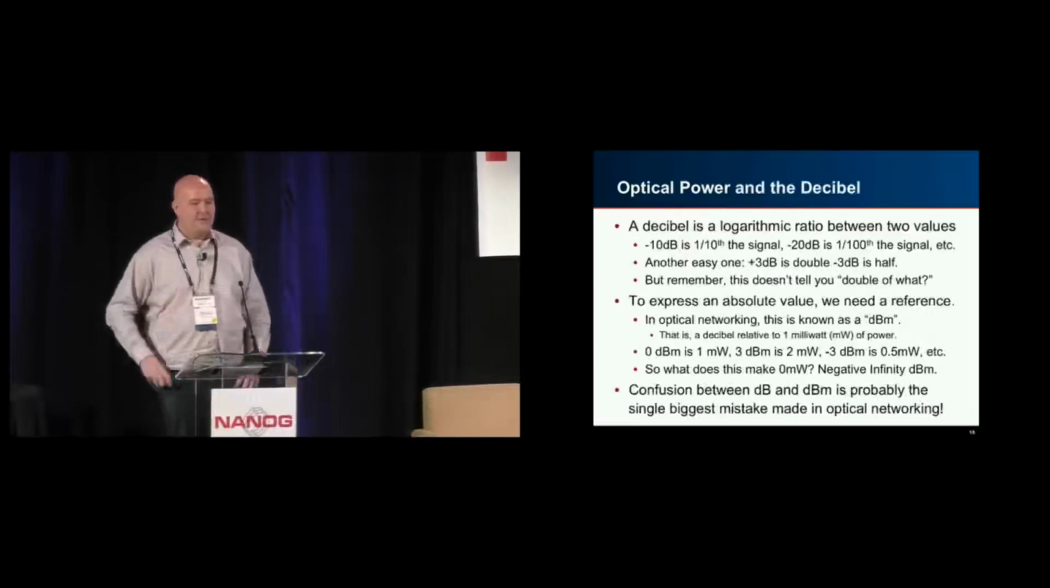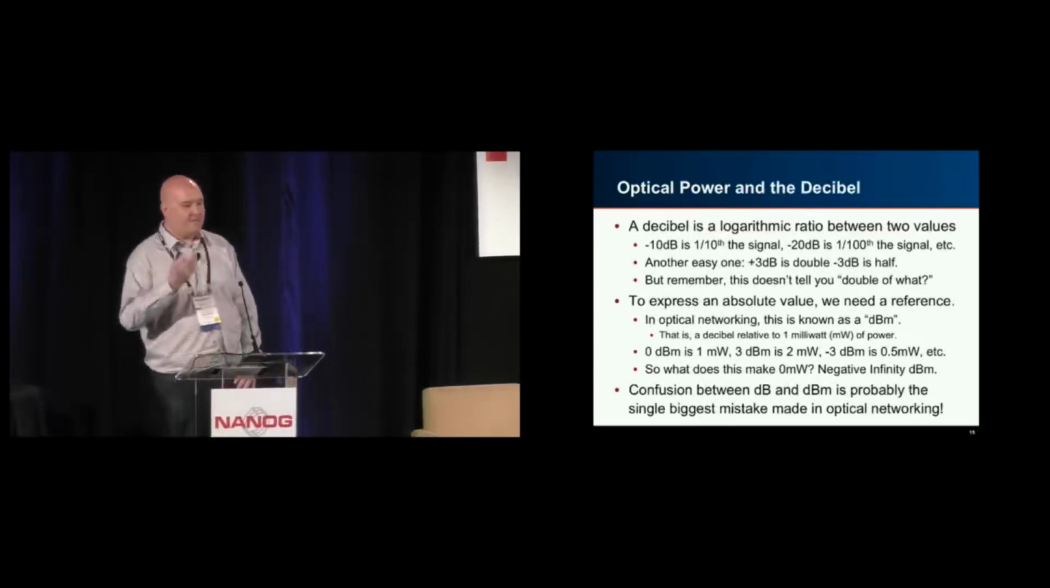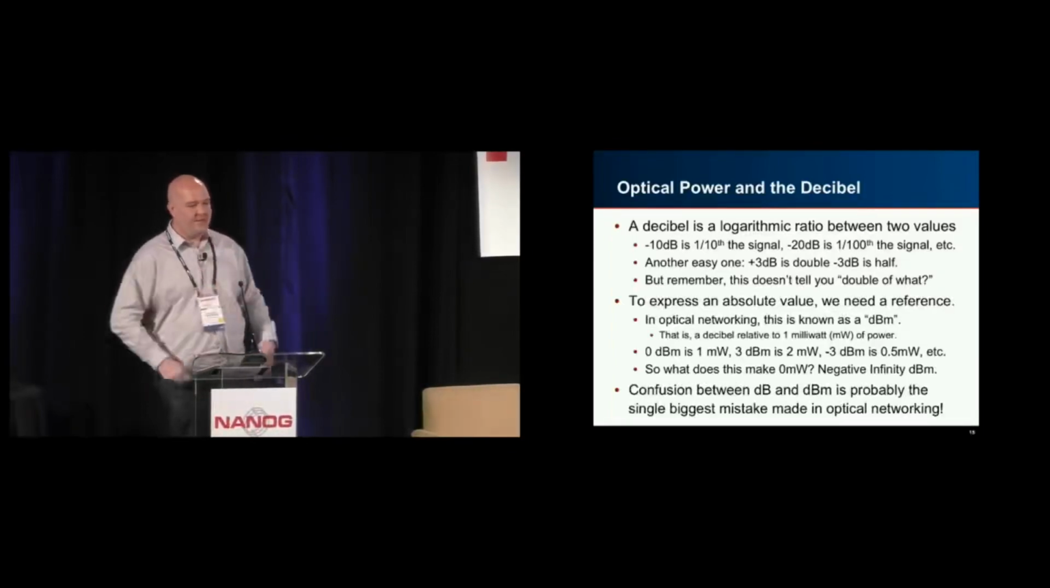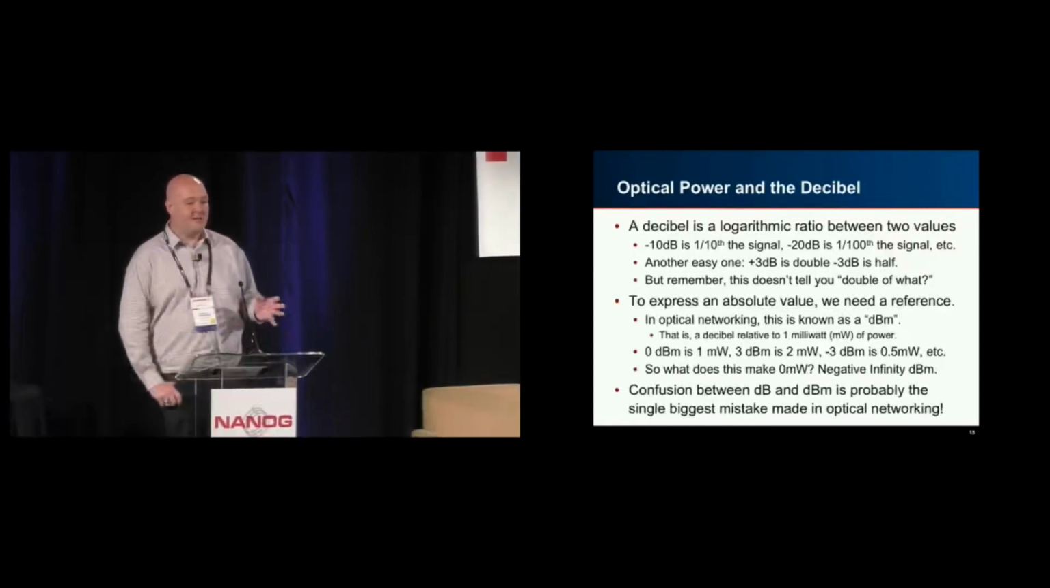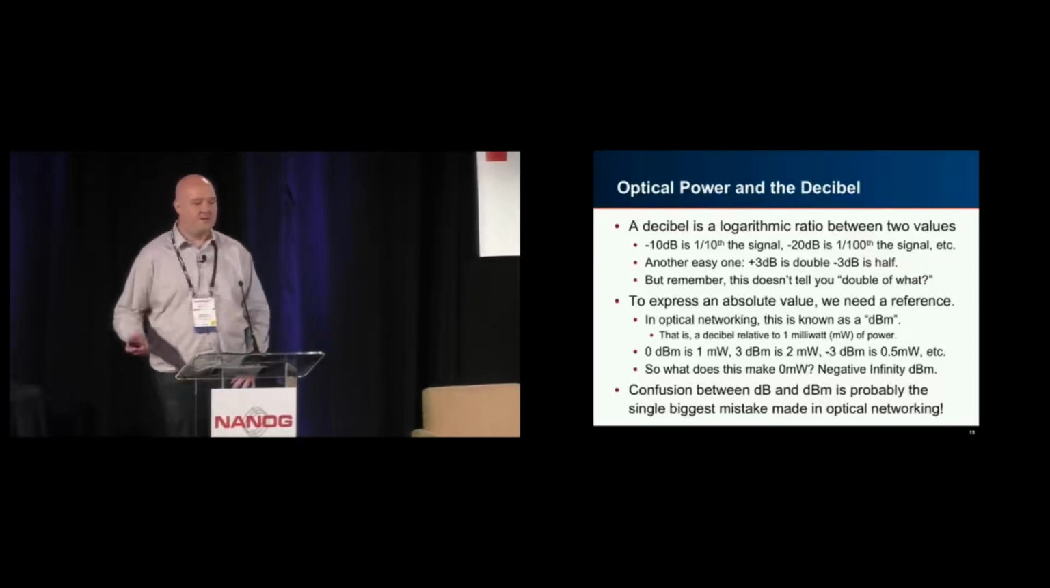So the reason that we use a decibel is because it's a logarithmic value. So minus 10 dB, it's a logarithmic scale, so minus 10 dB is 1/10 the signal, and minus 20 dB is 1/100th the signal. So you see how we have that logarithmic scale. Another easy one, it's not entirely precise, but it's really close, is plus 3 dB is double, and minus 3 dB is half. So you can use that to kind of do your ballpark estimation. But remember, it doesn't tell you double of what.